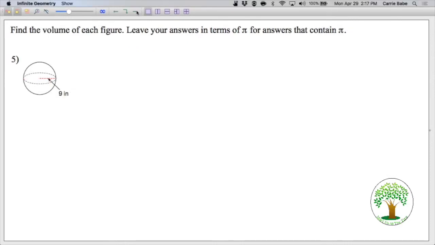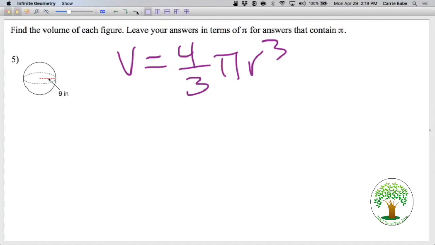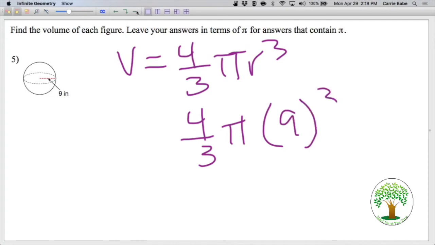Number 5, we're going to do the volume. The volume is 4/3 pi r cubed. We only have to put the r in there this time. And r is how much? 9. Don't forget to cube it, because I almost did last time. What did we get for 5? 972 pi. And then units? Inches cubed.